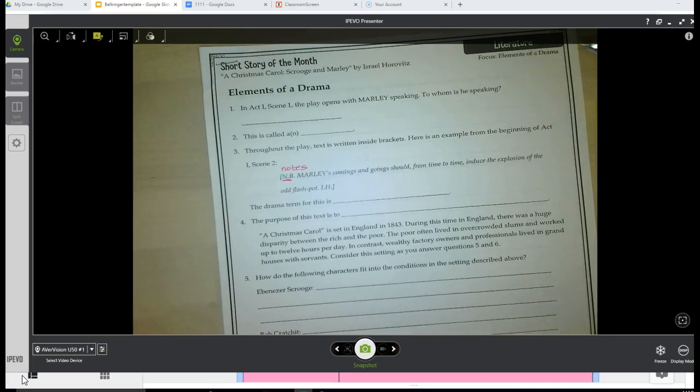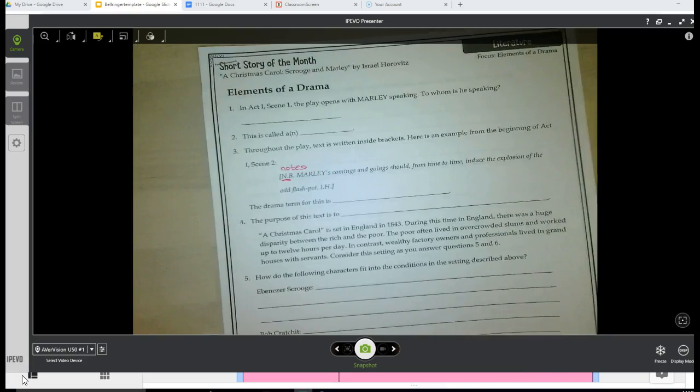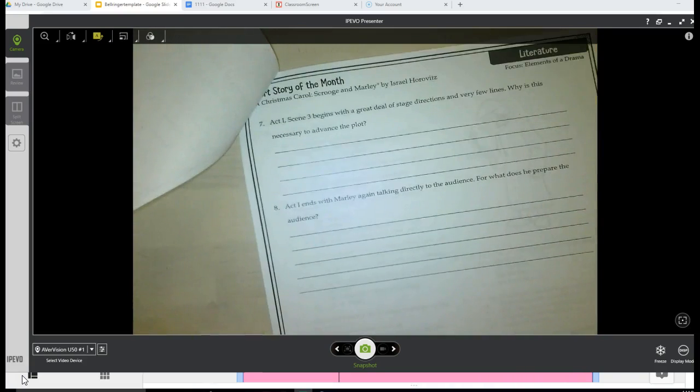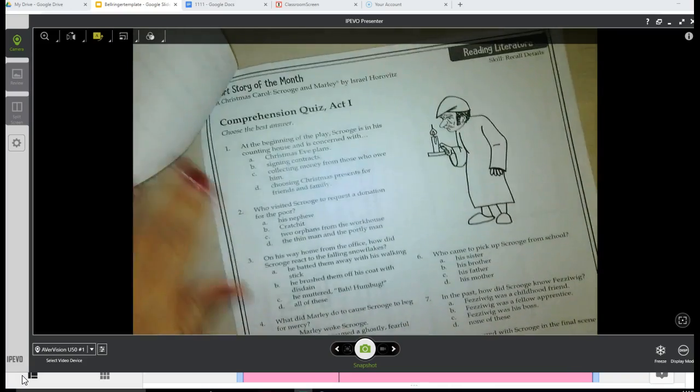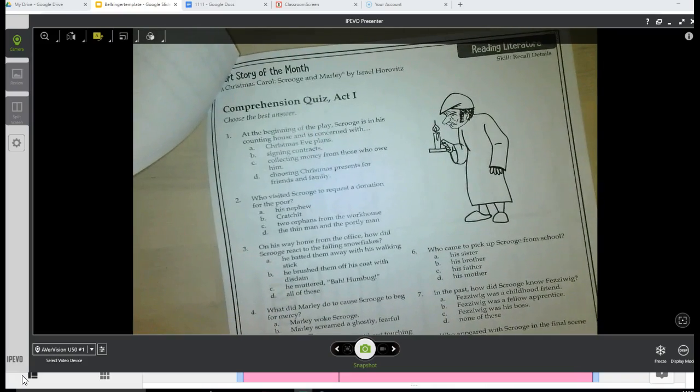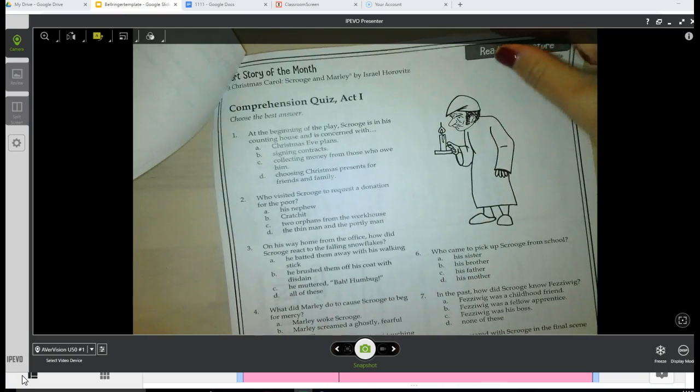So again, you're going to be using your notes, and you can work with shoulder partners to answer these questions. Then you will also have in this handout a comprehension quiz. I'm not counting this as a quiz grade, but I just want to see, and you can certainly use your play to help you, that you understood Act 1. Okay? Pretty simple.